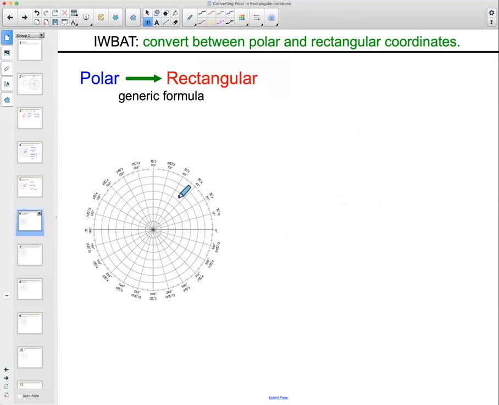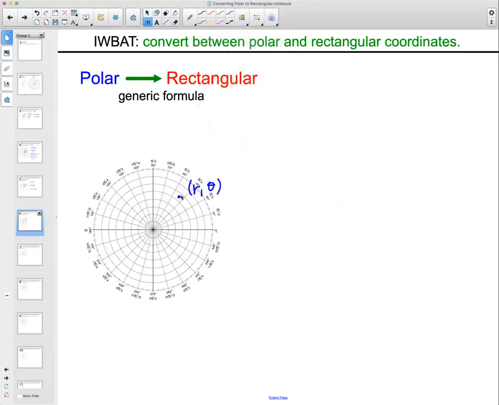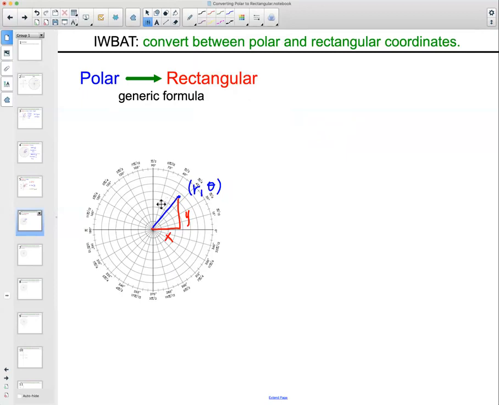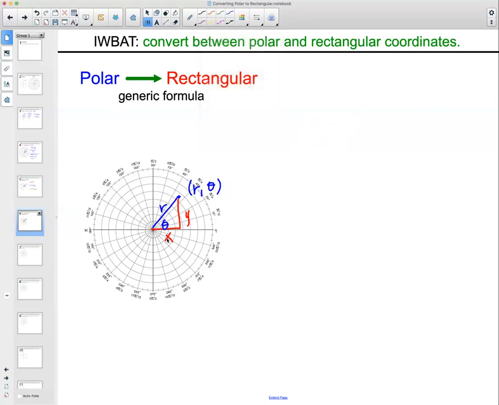Then the generic form for going from polar to rectangular. So again, if we have some random polar coordinate, remember it's in the form r comma theta. If we want to find the rectangular, we're looking for this x coordinate and this y coordinate, given that they gave us the r value and the theta. So if you're looking for x and you know the r and the theta, well, cosine connects them.